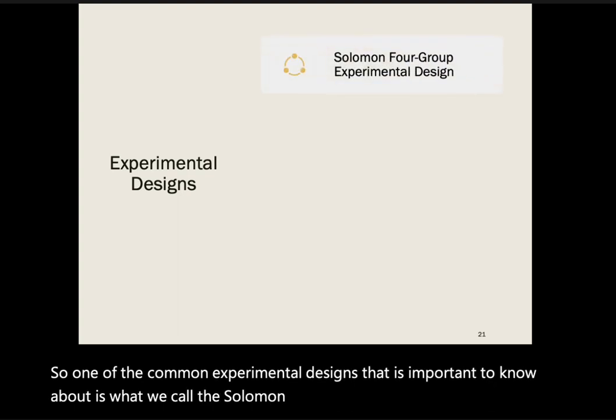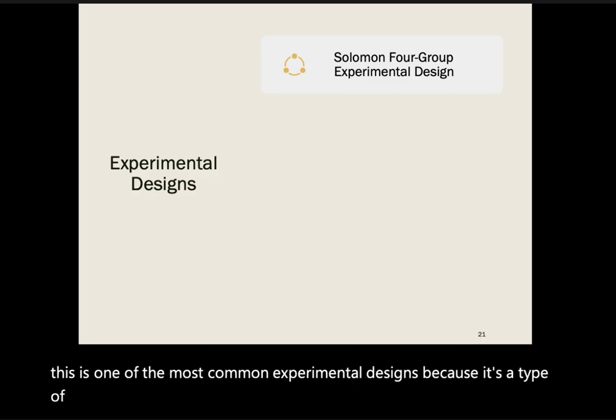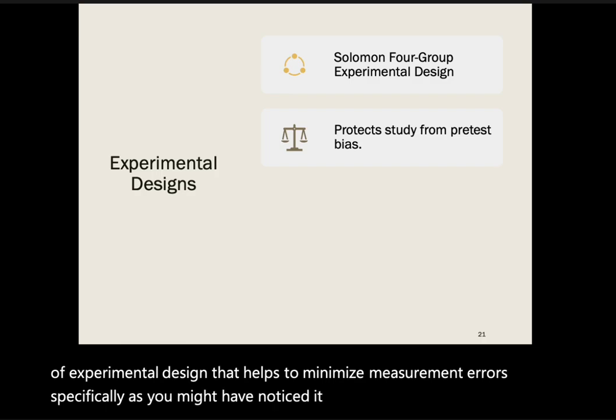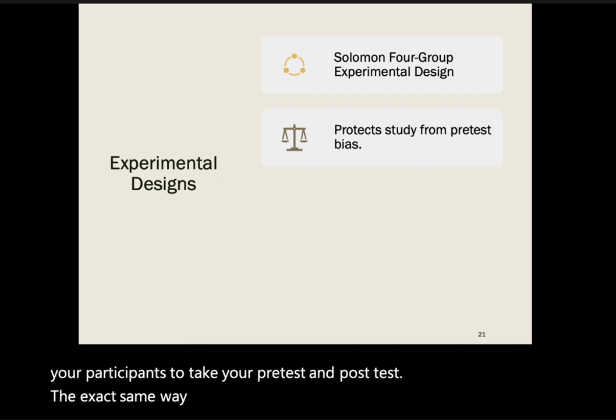So one of the common experimental designs that is important to know about is what we call the Solomon four-group experimental design. And this is one of the most common experimental designs because it's a type of experimental design that helps to minimize measurement errors. Specifically, as you might have noticed, it can be uncomfortable to ask your participants to take your pre-test and post-test the exact same way and have the exact same measures.